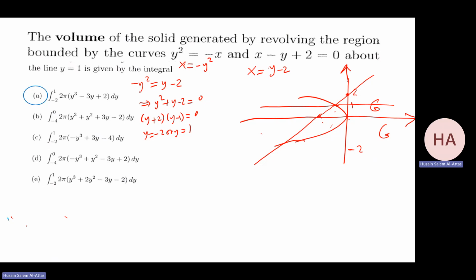The line will be perpendicular to the axis of revolution, so it will be something like this, here or there, it will be the same. And from where to where? From minus 2 to 1. And h of y will be the parabola minus the line, so it will be minus y squared minus y plus 2. And b of y, the revolution axis y equals 1, will be 1 minus y. So the volume will be 2 pi integral from minus 2 to 1, this times this.